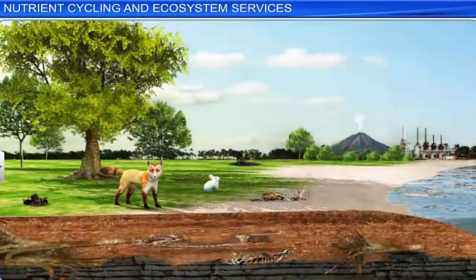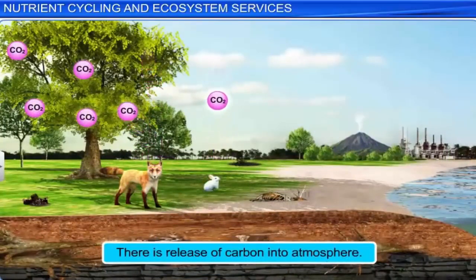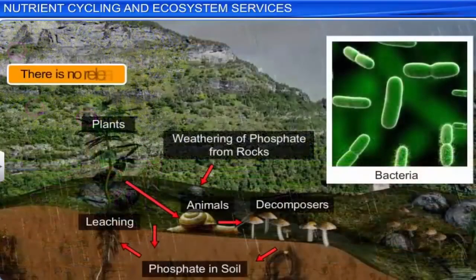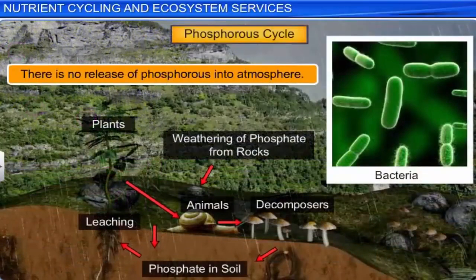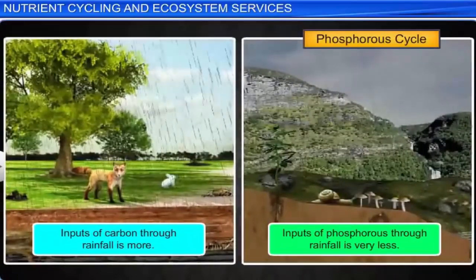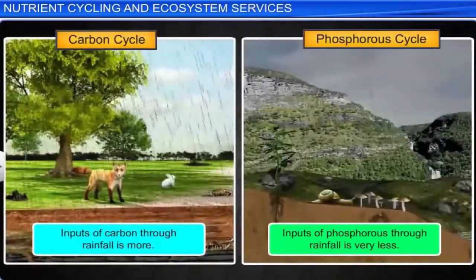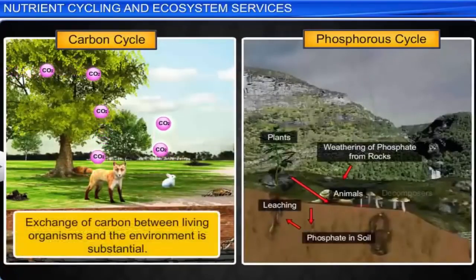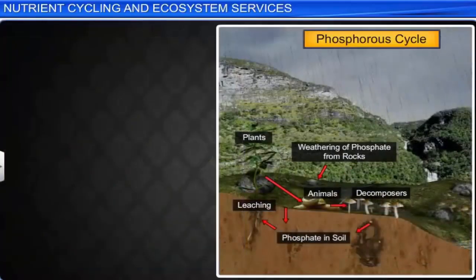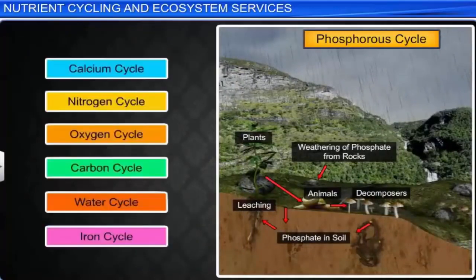However, unlike the release of carbon into the atmosphere in the carbon cycle, there is no release of phosphorus into the atmosphere in the phosphorus cycle. Furthermore, inputs of phosphorus through rainfall are much less than that of carbon. Also, unlike in the carbon cycle, there is very little gaseous exchange of phosphorus between living organisms and the environment in the phosphorus cycle. However, the phosphorus cycle, along with other nutrient cycles, plays a very important role in maintaining healthy ecosystems.